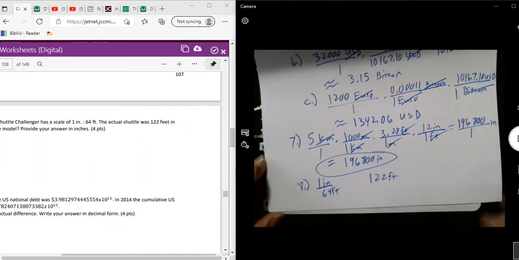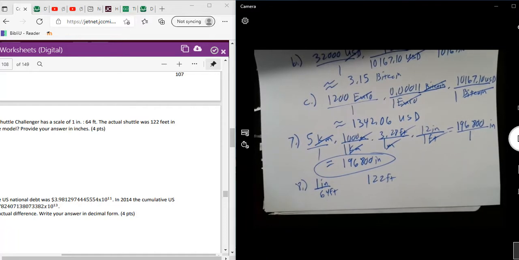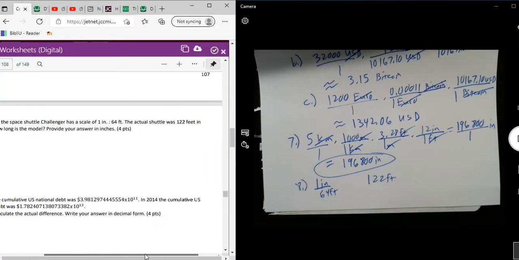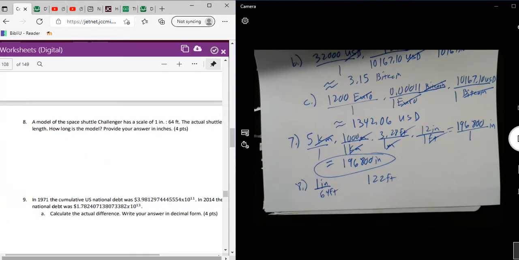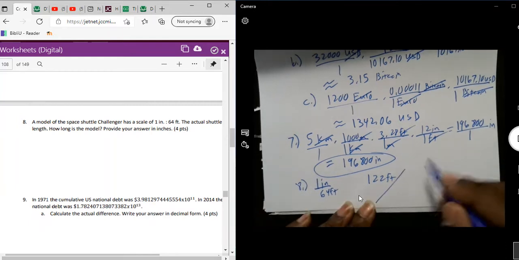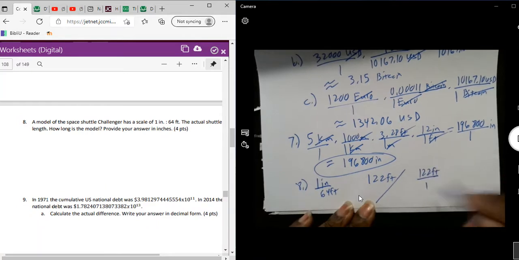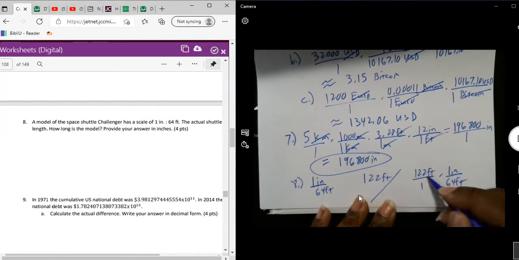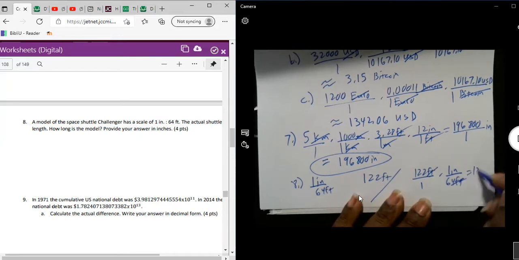Okay, we ran into some more technical difficulties. But remember, we're still doing problem number 8. It tells us that this is our scale, and also that the actual shuttle was 122 feet. So we want to know how long is the model. So we could take the 122 feet, put it over 1, and multiply it by our scale, which is 1 inch over 64 feet. Now the feet will simplify out, and you have 122 over 64 inches.